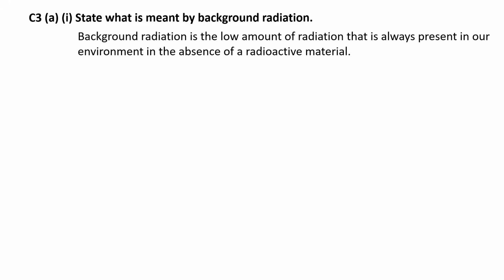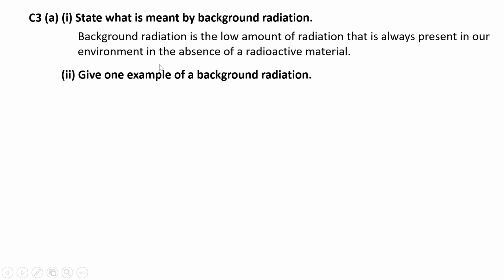Alright, so let's proceed. We go to the second question, which said give one example of a background radiation. There are many examples that I also gave in the previous revision and also in this revision. The first one, we can say cosmic rays from the sun and outer space. The sun emits cosmic rays that scatter throughout the universe.